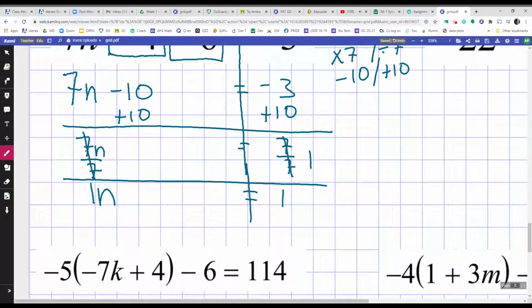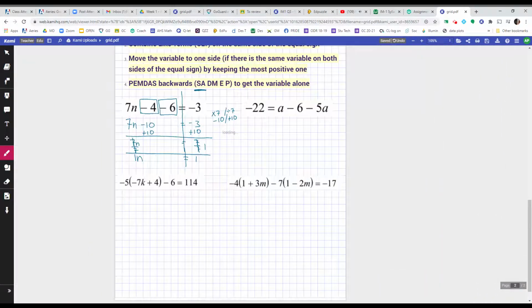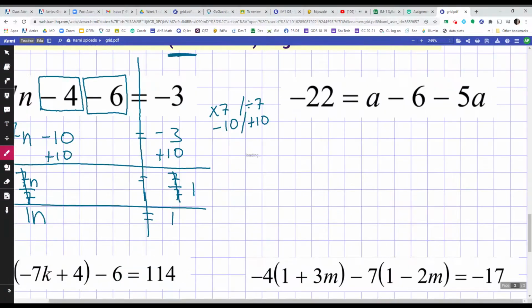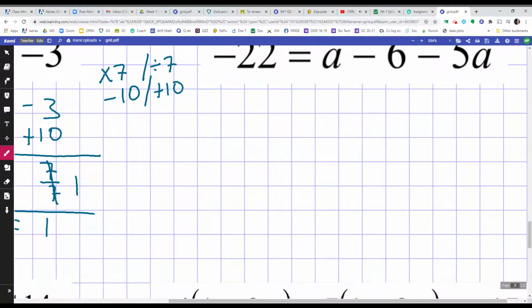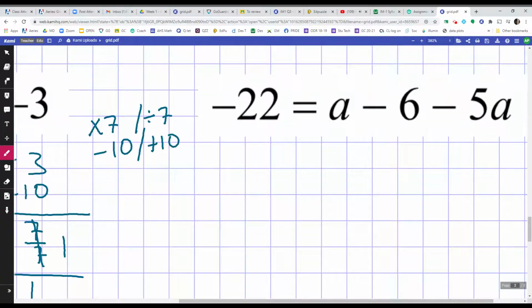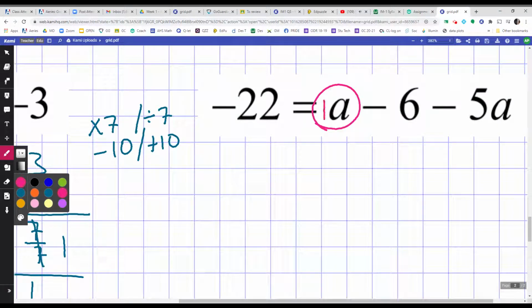All right, so we have time for like one more question. When I look at all these, I'm just going to do the combined like terms on the next one and distribute and combine on the one after that. So here, this question. If I combine like terms, I have an A with an invisible 1 in front of it, and a 5A with the negative in front of the 5. That's important. The negative belongs to the 5.